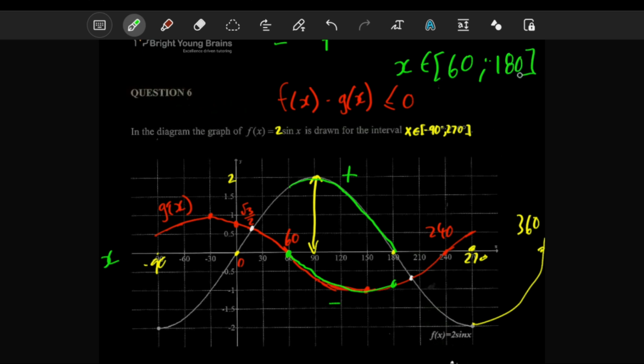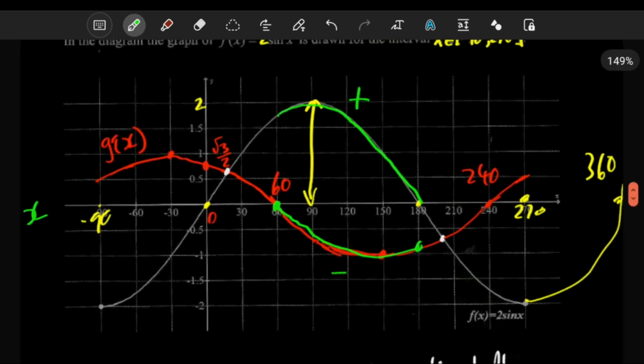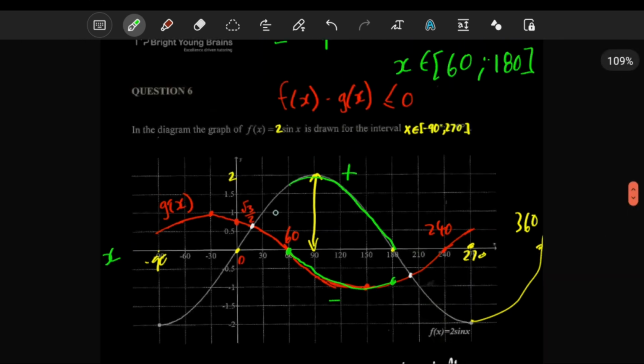The reason we're including 60 and 180 is because those are cases where one of them is equal to 0. At 60 one of them is equal to 0, so 0 times anything is going to give you a 0. At 180 one of them is equal to 0, so 0 times anything is going to give you a 0. So that's where this comes in.